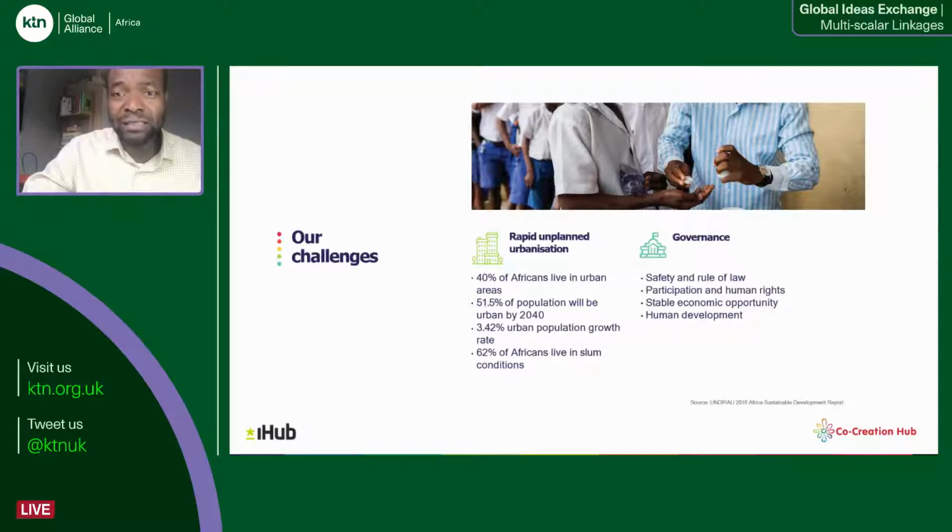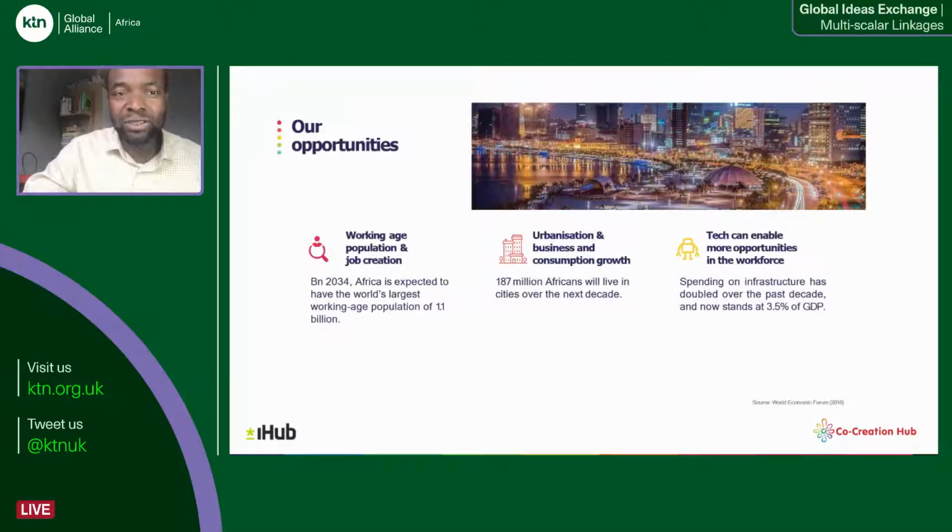So if we move on to the next slide, this is where the juice is. Being able to see that this is a continent that is on the path to prosperity. Let's move to the next slide, please. You see the working age population and job creation: by 2034, Africa is expected to have the world's largest working age population. Urbanization that was meant to become an issue is actually going to become an opportunity, because it means we can begin to create tremendous opportunities for all these people in urban areas as we create jobs.